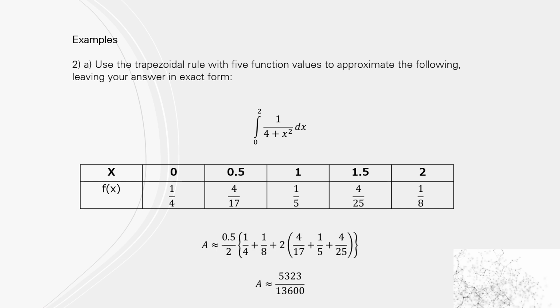So the trapezoidal rule is h over 2, the first plus the last plus 2 times all of the other values. So our h is what the x values go up by. The x values are going up by 0.5, so that's 0.5 over 2. And then a quarter plus an eighth, that's the first f of x value plus the last. And then 2 lots of the 3 middle ones, the 4/17ths, 1/5, and 4/25 added together. So the area is approximately 5,323 over 13,600.